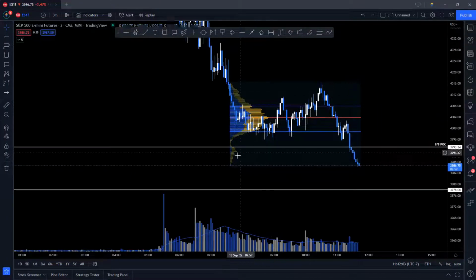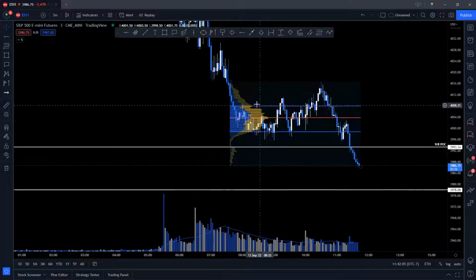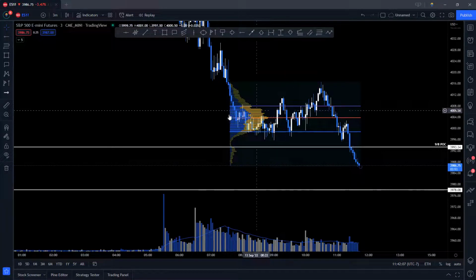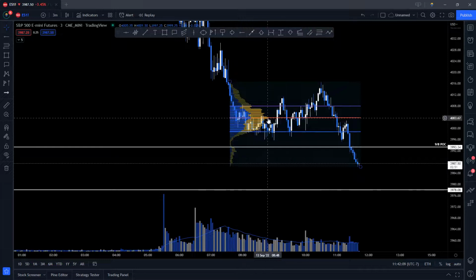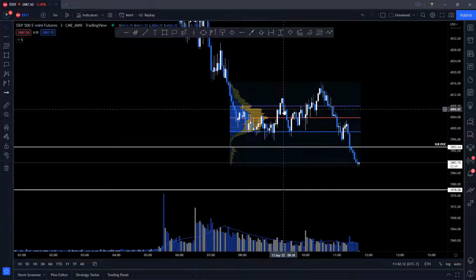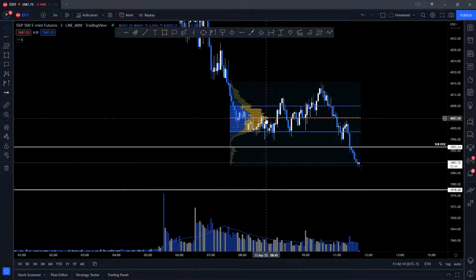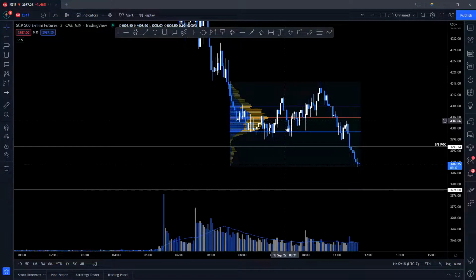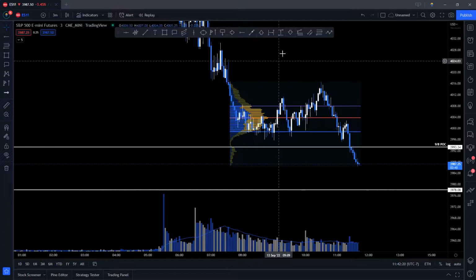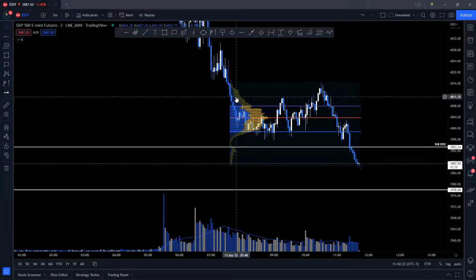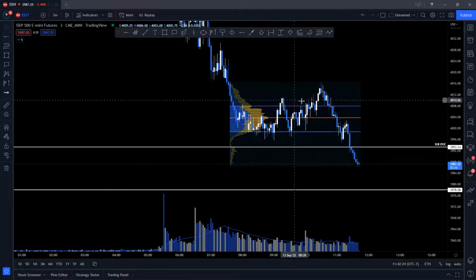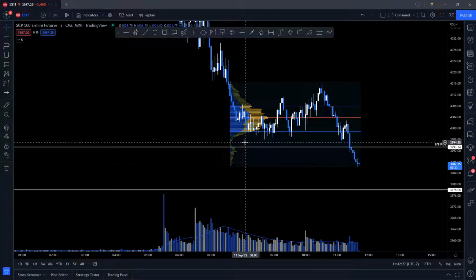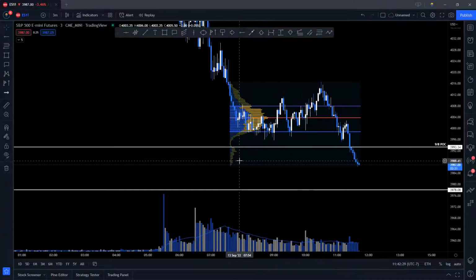a D-shaped volume profile. Again, I'm not going to get into this too much, but basically the way that you trade D-shaped volume profiles is anything over 50%, which is going to be like our POC, you're going to take calls. Anything under 50%, you're going to be taking puts. Or the inverse is, at the highs, you'll take puts, and at the lows, you'll grab calls.